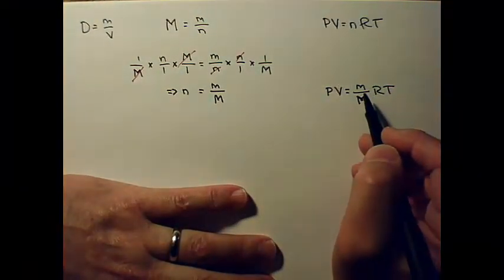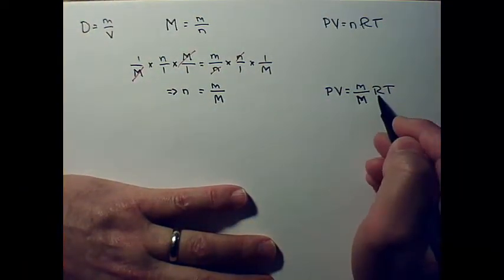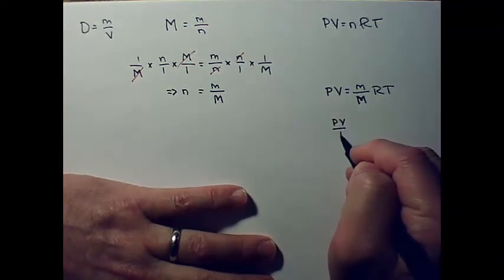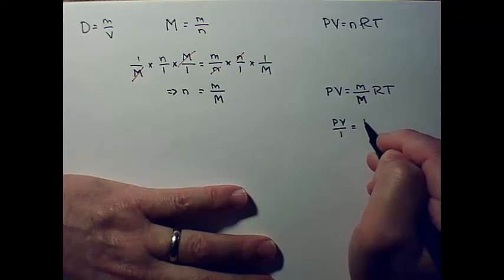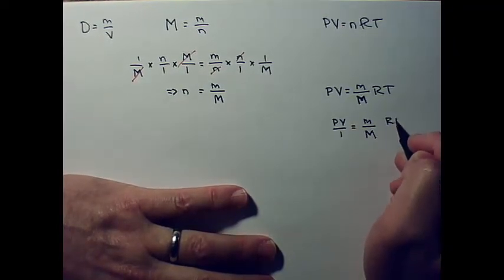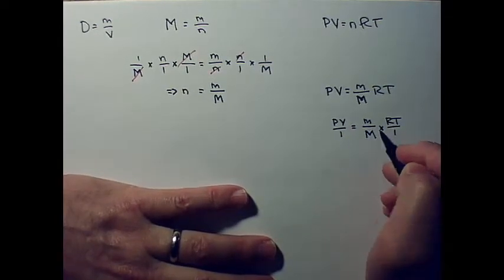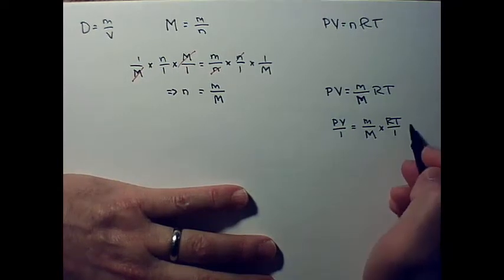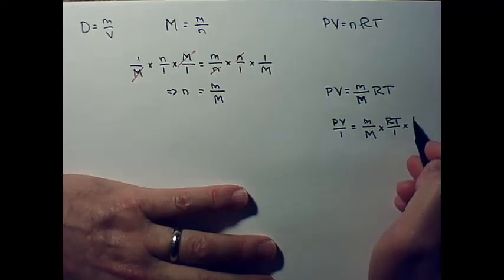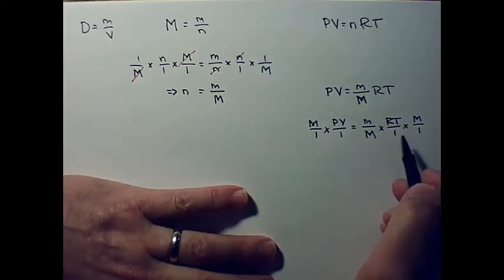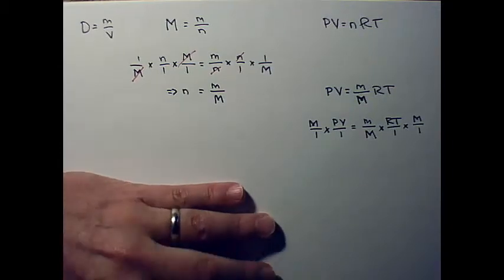All right, so we want to get M by itself. So let's write this: PV over 1 equals mass over the molar mass, and then RT we're going to put over 1. I want to get M by itself, so I've got to have it on the top of a fraction. So I need to multiply this side by capital M over 1 and multiply this side by capital M over 1. That's going to get the M by itself eventually.